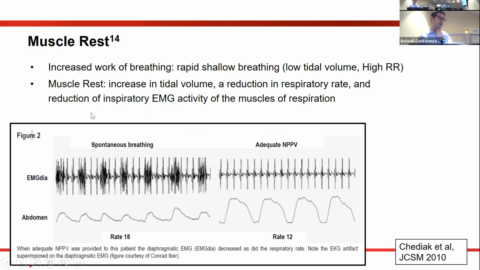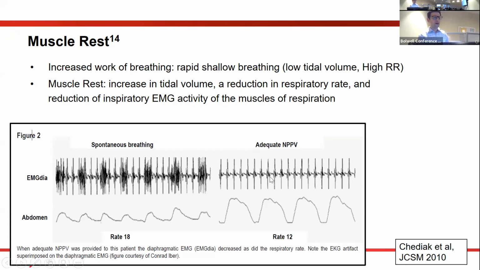So decrease muscle rest. Here, what they did is they put an EMG on the diaphragm and abdomen. Here's a patient's abdominal excursion. They're breathing spontaneously, and with each excursion of the diaphragm, you see a large activity on the EMG. These lines over here are EKG artifacts, so ignore those, but pay attention to the bigger bursts. And then what you see here is non-invasive, and they're breathing faster, right? A rate of 18, so they might have rapid shallow breathing, or increased dead space to tidal volume ventilation.